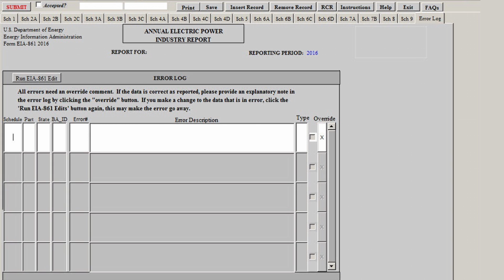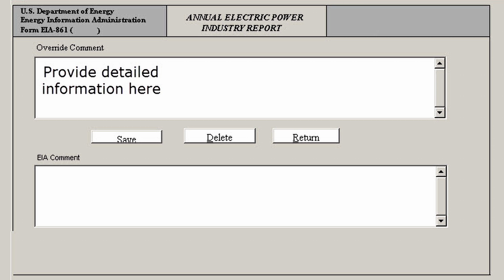The edit error log is designed to give you the opportunity to address variances which occur year over year or any apparent data errors. It is important to understand that these errors do not mean the data is incorrect or was provided in error. Please provide as much information as possible since all edits are reviewed by an analyst, and better answers will decrease the likelihood that the EIA will need to contact you for further clarification. Once the override comment is entered, press Save.